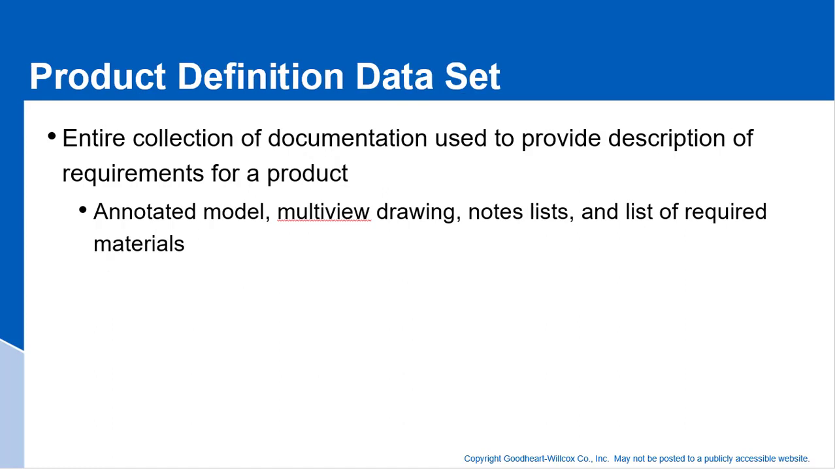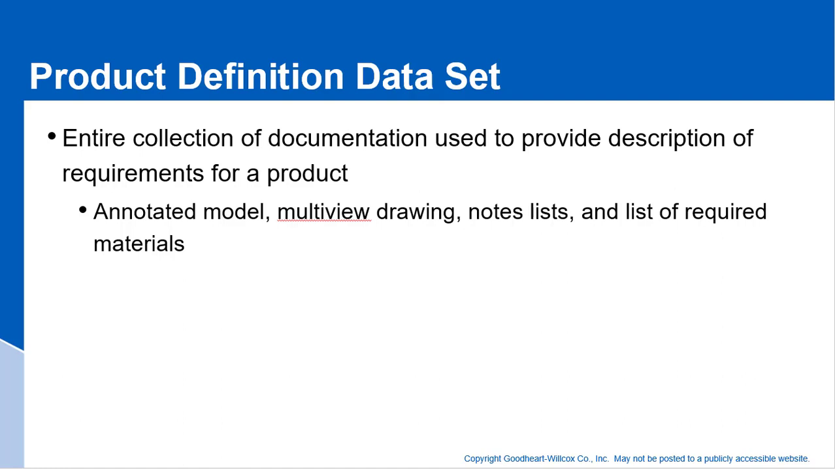Let's talk a little bit about the product definition data set. That is the entire collection of documentation that's used to provide descriptions of requirements for a product. That could be either an annotated model, or, and typically we work in aerospace, multi-view drawings, notes, lists, and a list of required materials. That's what we usually work to.